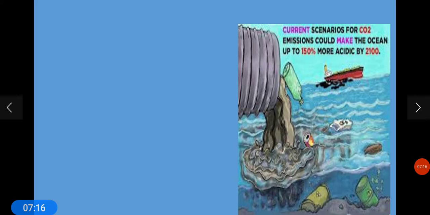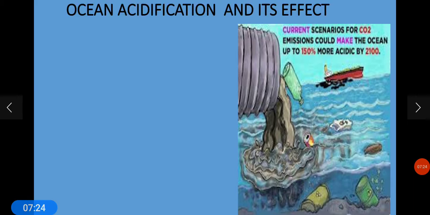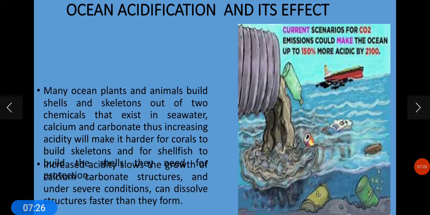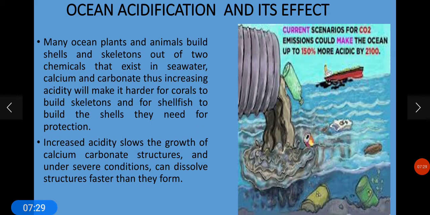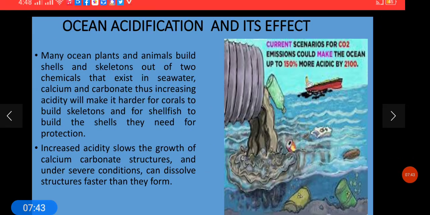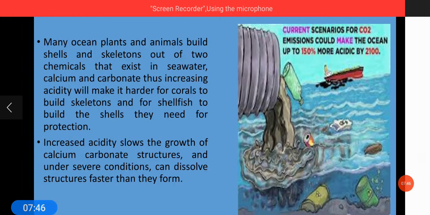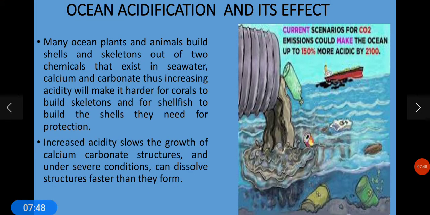Current scenarios for carbon dioxide emission could make the ocean up to 150% more acidic by 2100. Many ocean plants and animals build shells and skeletons out of two chemicals that exist in seawater, calcium and carbonate. Thus, increasing acidity will make it harder for corals to build skeletons and for shellfish to build the shells they need for protection.